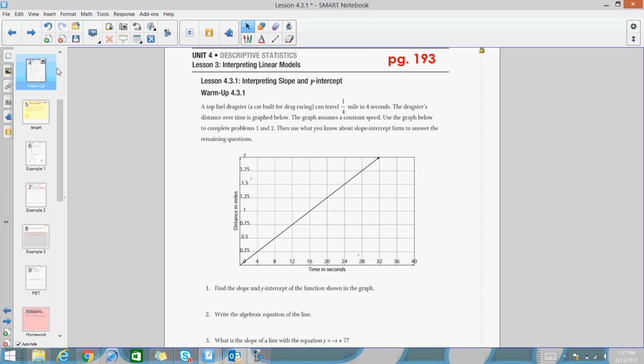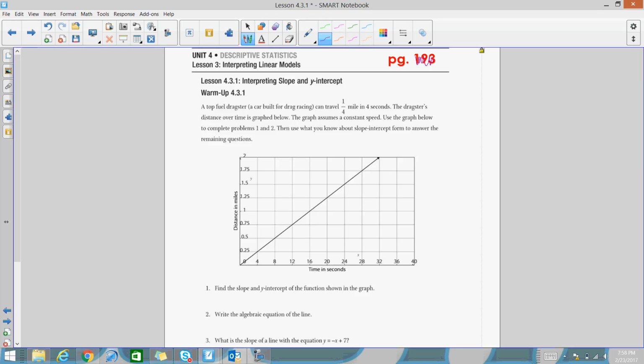All right, hey, so today we're going to do our last new lesson before we start reviewing for our test. This is going to be on interpreting slope and y-intercept given a line of best fit. So we're basically just adding a little extra, fine-tuning the skills that we already have.